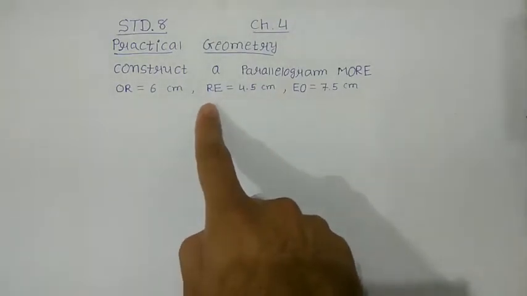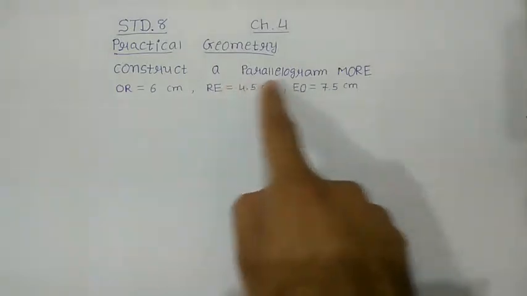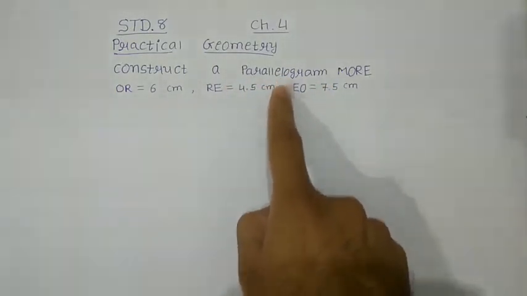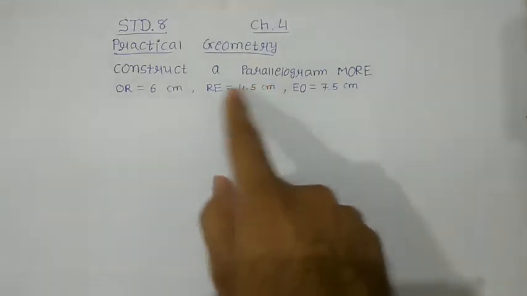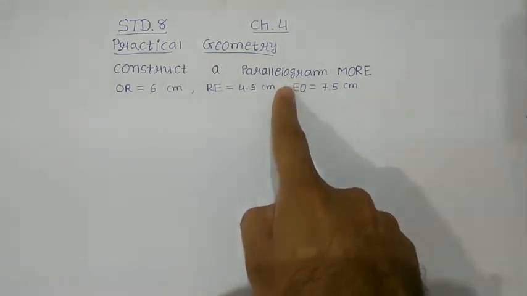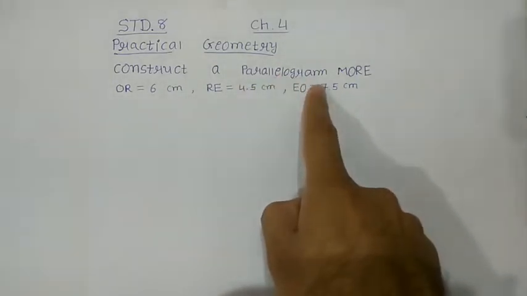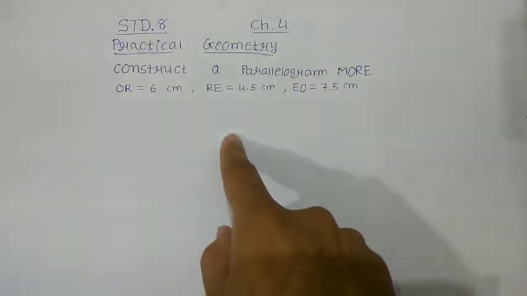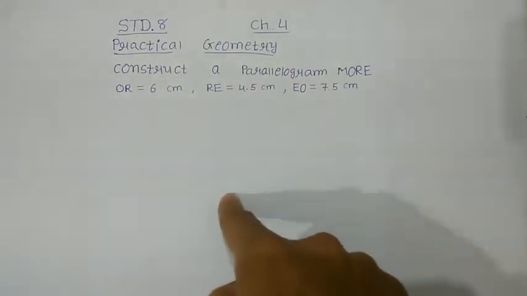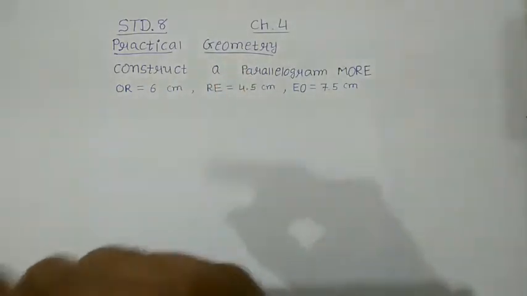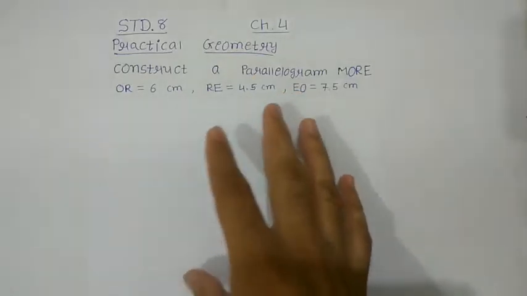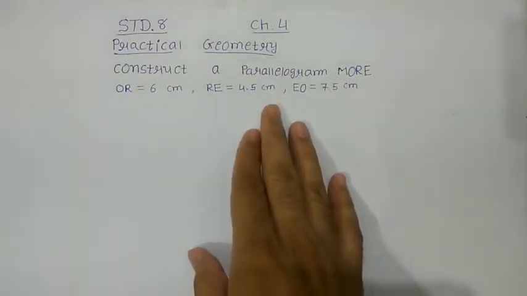Because here we have to notice that we have to construct a parallelogram. So before we construct the parallelogram, we must have the knowledge of the properties of the parallelogram. A parallelogram is a quadrilateral in which both pairs of opposite sides are equal and parallel. That property you must know, then only you can construct this parallelogram.